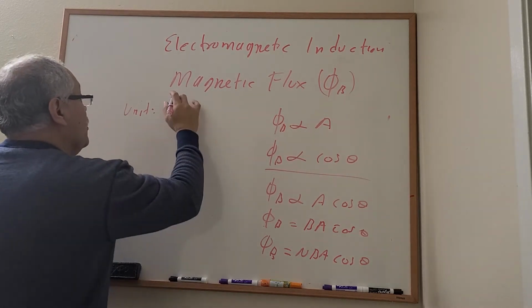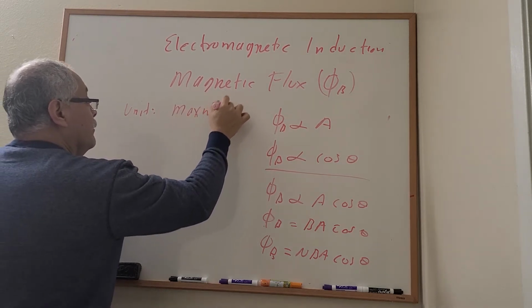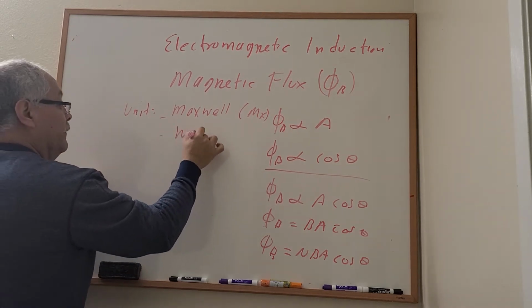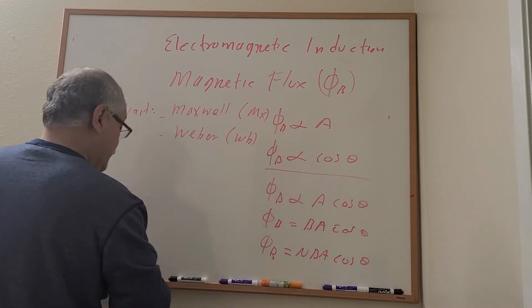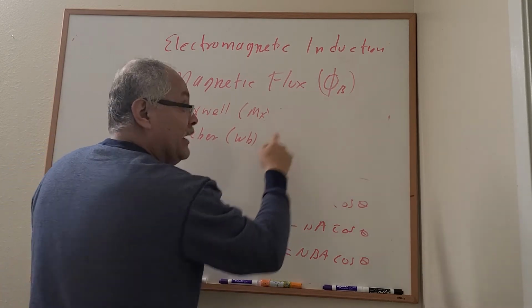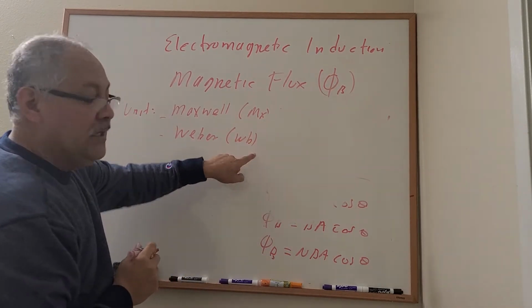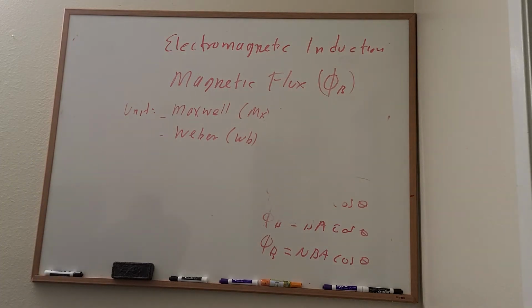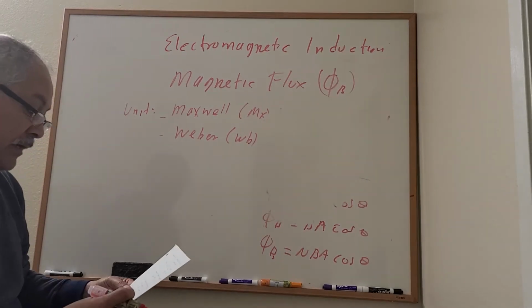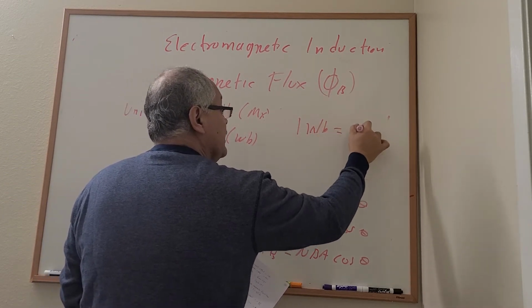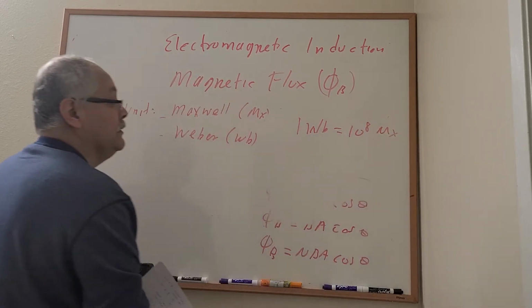One is the Maxwell, Mx, and the other unit is the Weber. One Maxwell is just one magnetic line, right? One Maxwell is just one magnetic line. The relationship between these two units is this one: one Weber is equal to 10 to the 8th Maxwells.